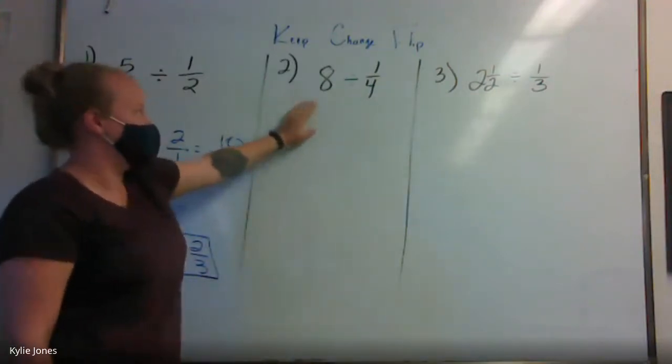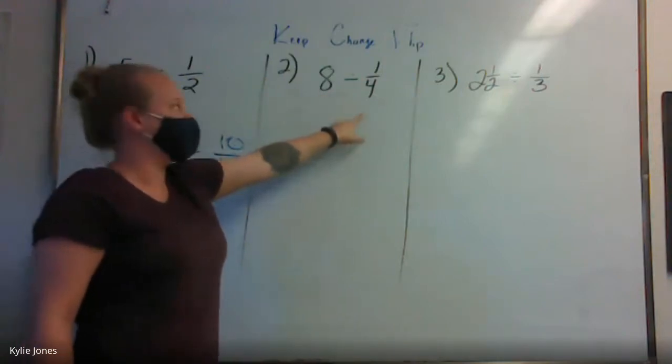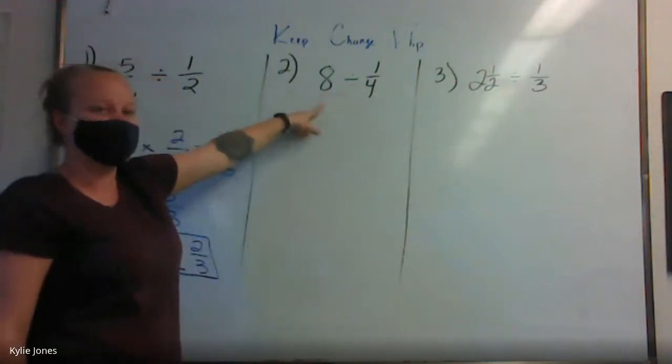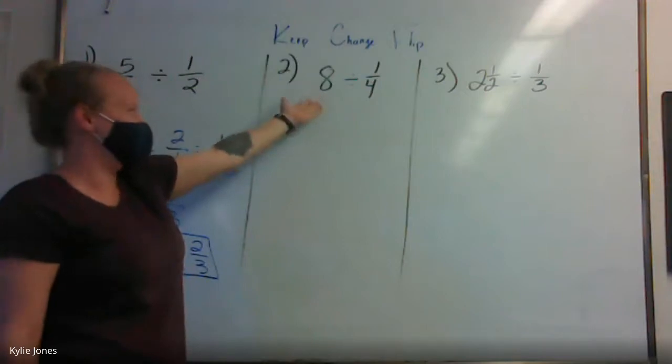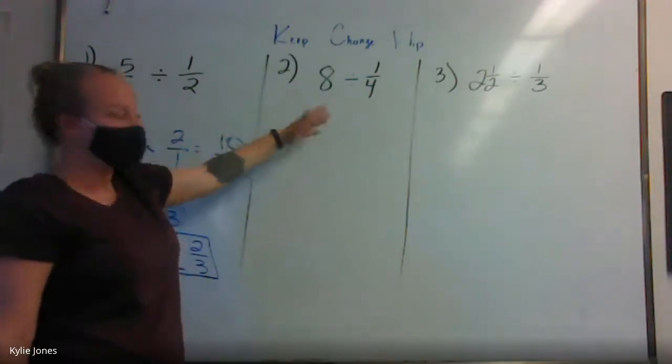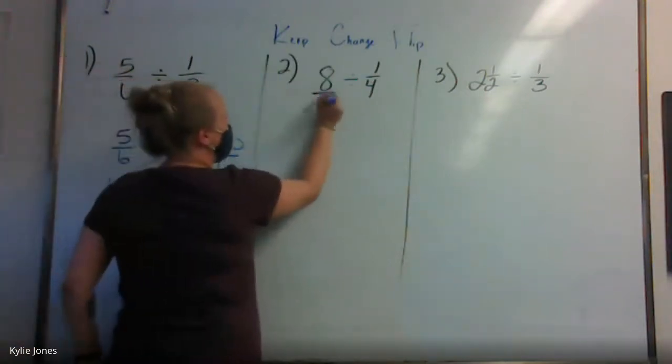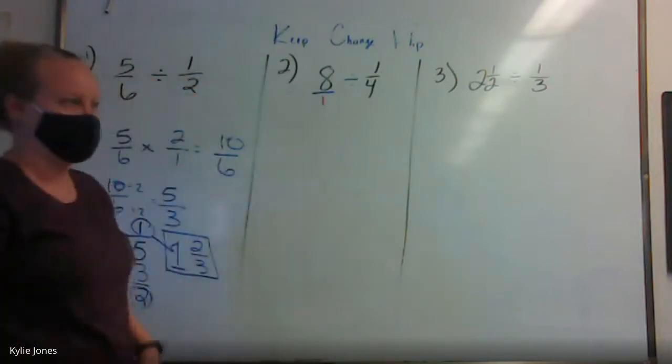Dividing fractions again. We have a whole number divided by a fraction. What do I need to do to this whole number first? Make it a fraction. How do I make a whole number a fraction? Just put a 1 underneath it. All you have to do is put a 1 underneath and now it's a fraction.